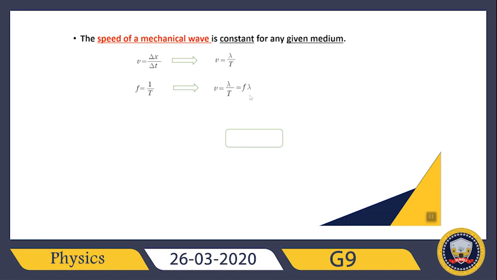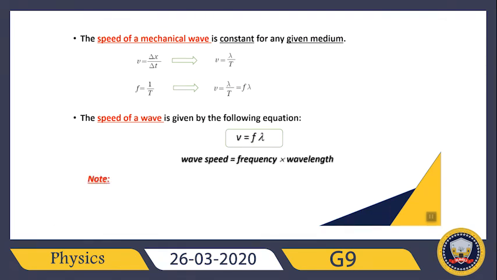Since λ divided by T, with 1 over T equal to f, v simply equals f multiplied by λ. This means the velocity or the speed of the wave equals the frequency multiplied by the wavelength. By the way, this equation can be applied to both mechanical waves and electromagnetic waves, it doesn't matter. The wave speed equals frequency times wavelength.